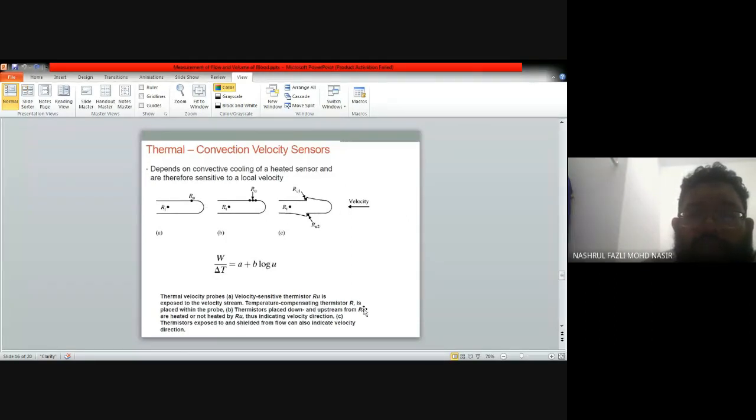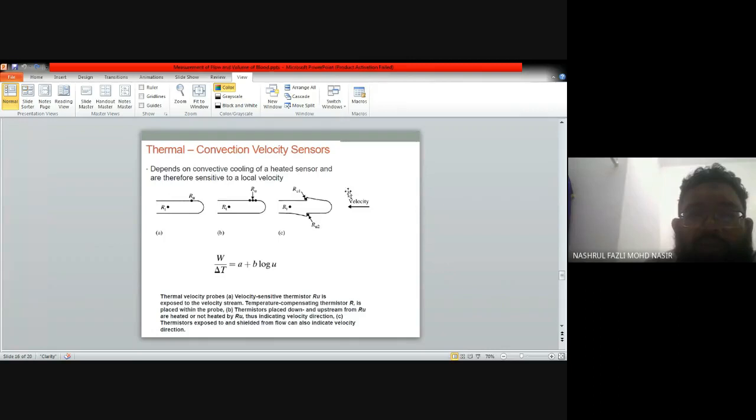Temperature compensating thermistor RT is placed within the probe. This is the probe, and this is the thermistor, placed down and upstream from RU. It is heated or not heated by RU, thus indicating velocity direction. So it is sensitive to the velocity direction. A thermistor exposed to and shielded from flow can also indicate velocity direction.